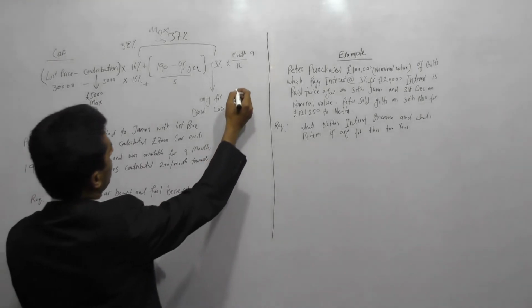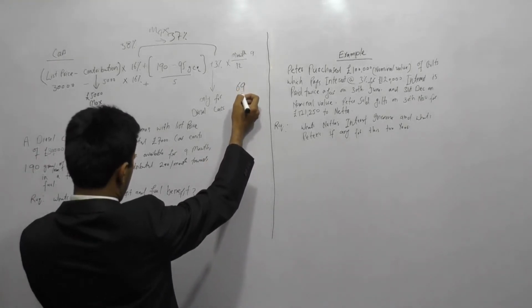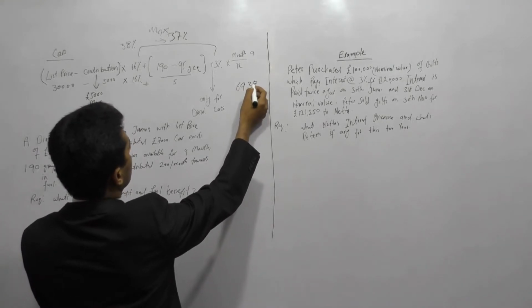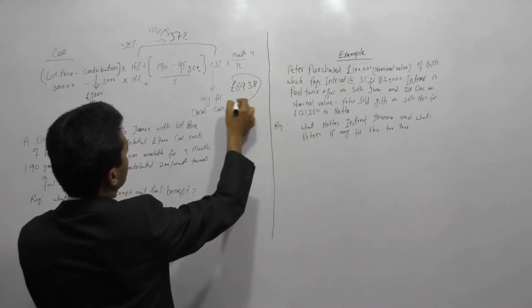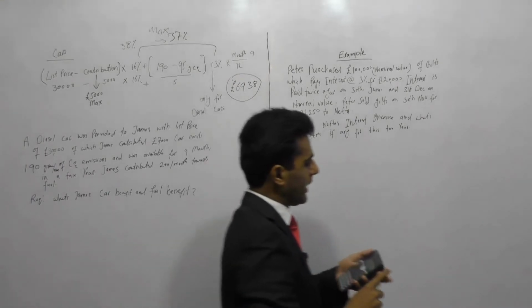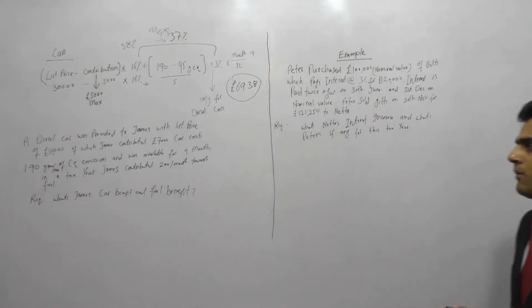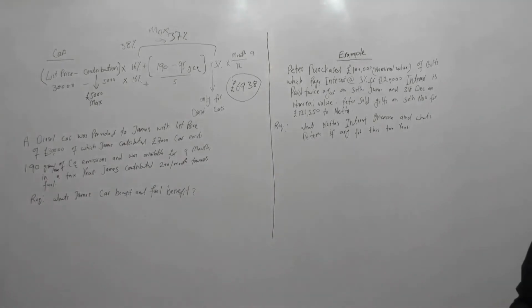That comes to 6,938, if I did not go wrong. 6,938, that is our figure, that is our answer. Please make sure you redo it on the calculator. I might have made a mistake, but please make sure you do redo it on your own calculators, right? Now this was the question of benefits of the car.